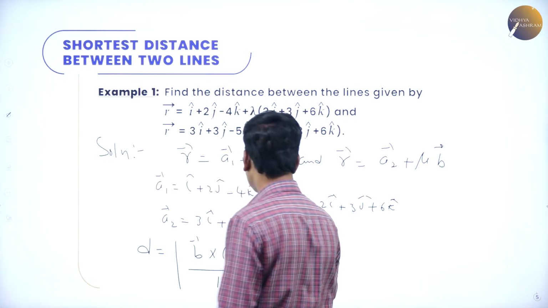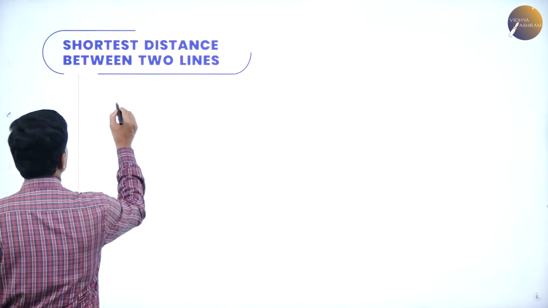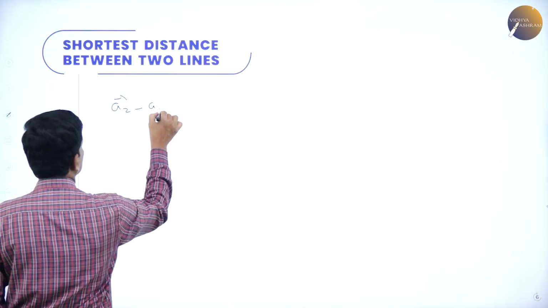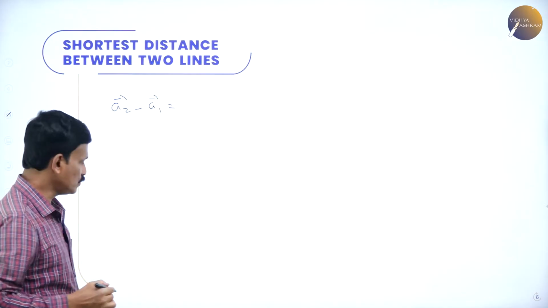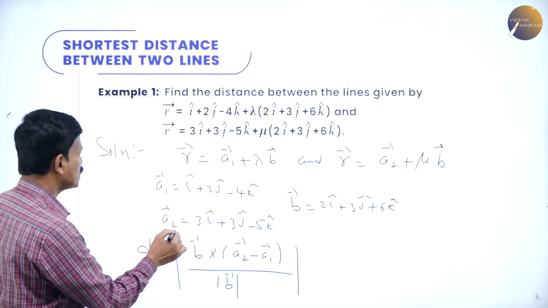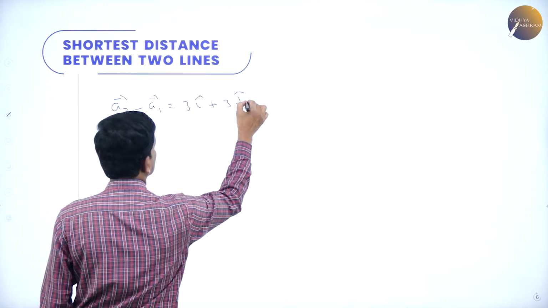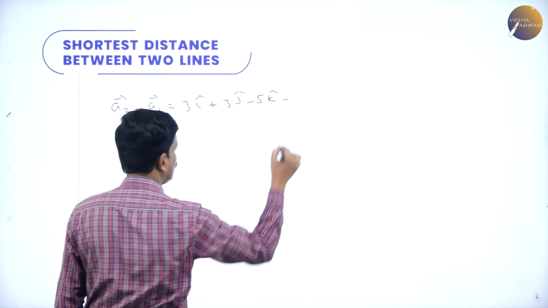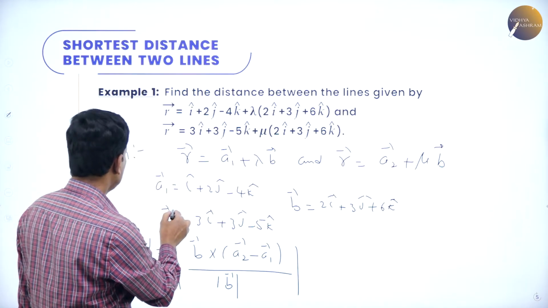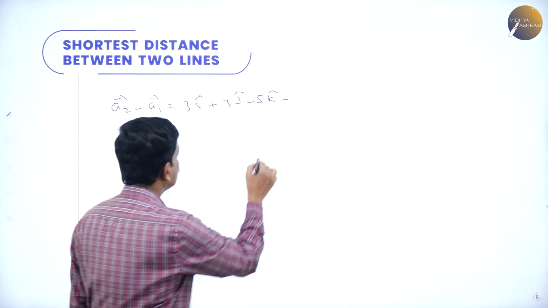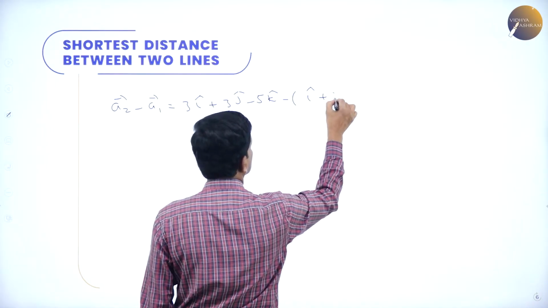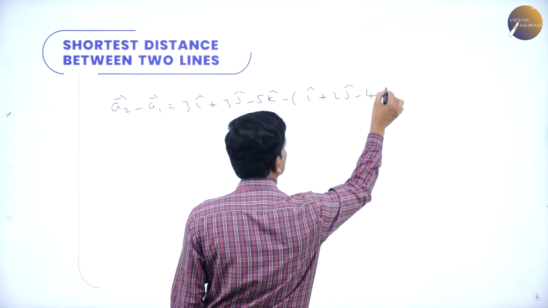Now let us find out first A2 minus A1. Vector A2 minus A1 is equal to, what is A2? 3i plus 3j minus 5k, minus A1. A1 is i plus 2j minus 4k.